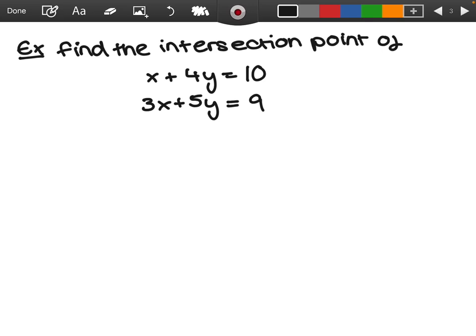You've probably done a lot of this before, so hopefully we won't need to do too much of a recap, but I will do this a couple different ways just so that you can see what is happening. So first way I'm going to do this is to convert this equation into something where I can add or subtract it to this equation. So let's start out with, I've got x plus 4y is equal to 10 and 3x plus 5y is equal to 9. What I can do is actually multiply this first equation through by 3.